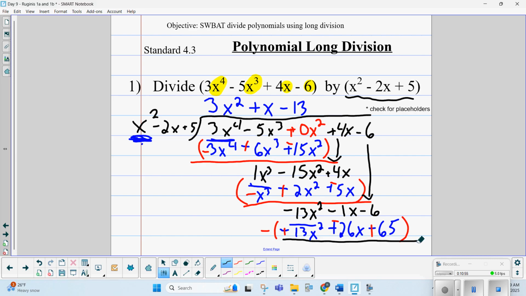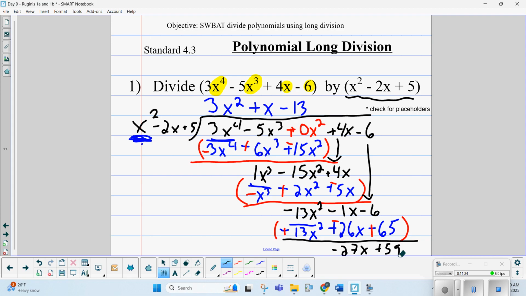So negative 13x and positive 13x cancel. Negative 1x and negative 26x become negative 27x. And negative 6 and positive 65 becomes 59. All right, now 1b, you might be thinking, wait a second, this looks different. When we did this on Thursday, everything became zeros. So this is the second little thing that we didn't see last Thursday.